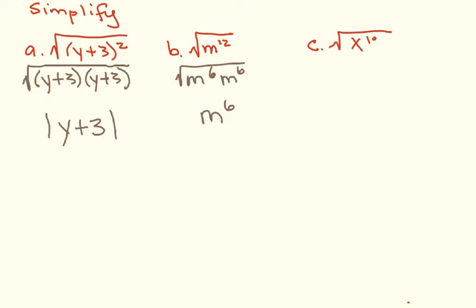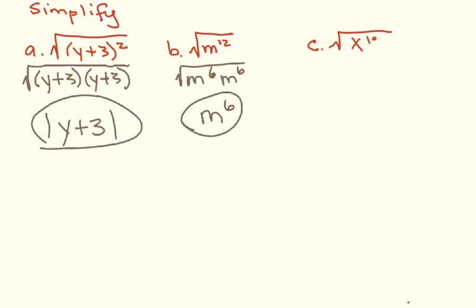Now the question you need to ask at this point is, do I need absolute value bars around that? Well, m to the 6th can never be negative, because it's an even exponent. Even if m were a negative number, it will always end up being positive because of that even exponent. So we do not need absolute value bars there.